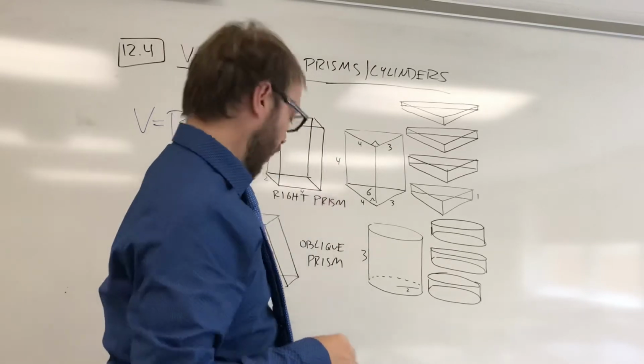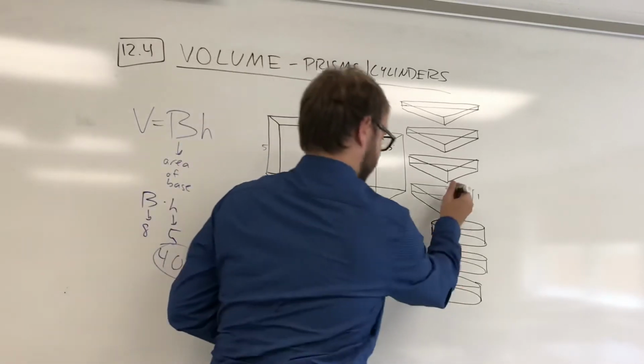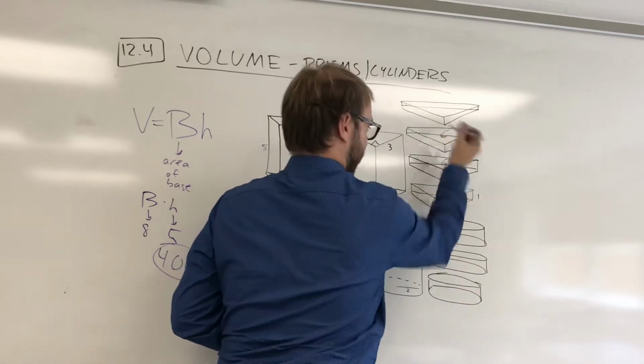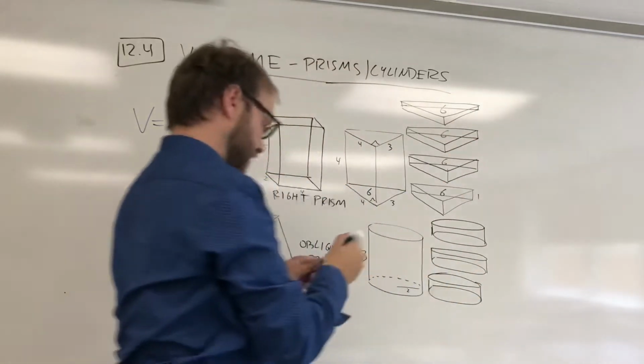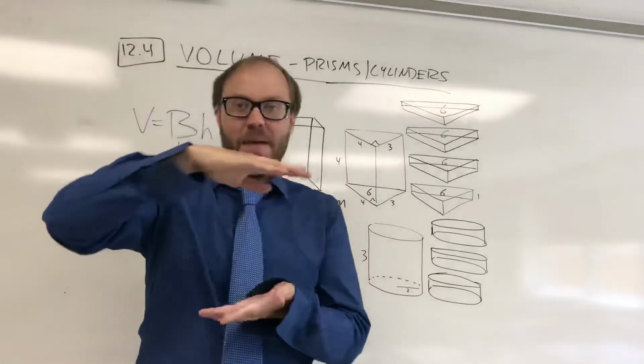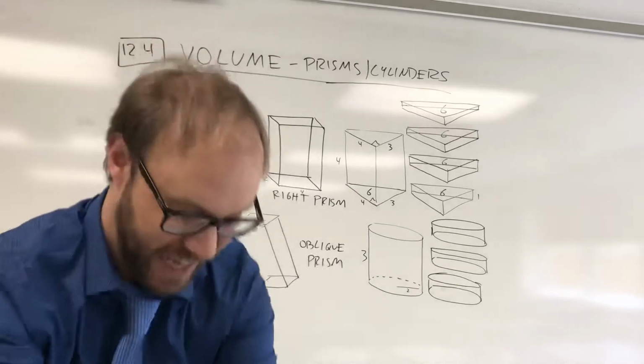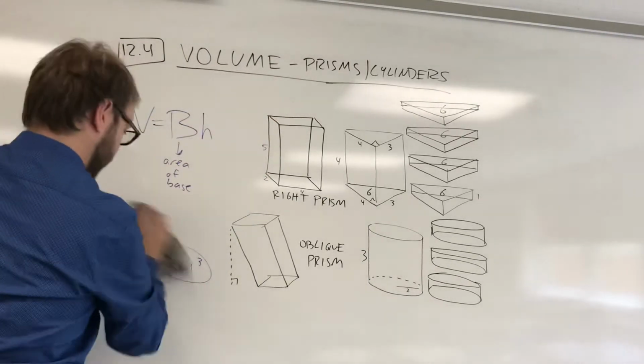Because the height's 4, I've got 6 blocks for this slice, 6 blocks for that slice, 6 blocks for that slice, 6 blocks for that slice. It's the exact same thing stacked on top of itself 4 times. So once again, the formula still works, okay?